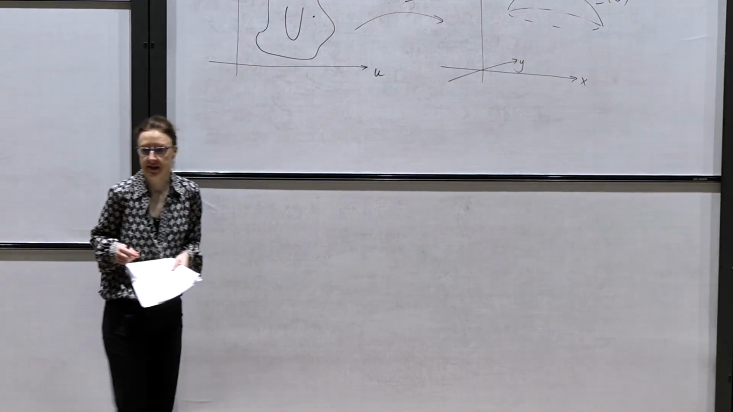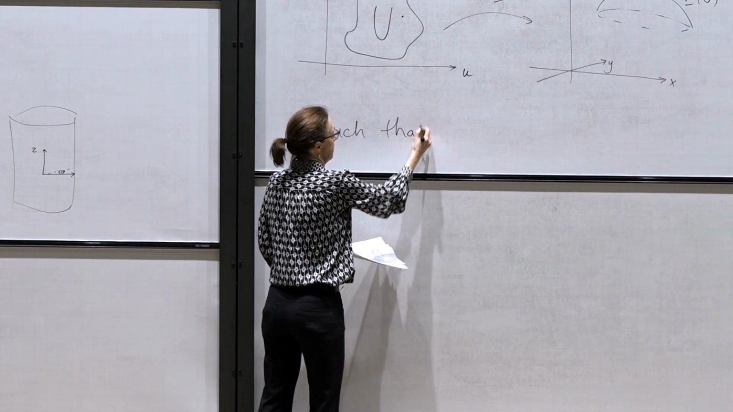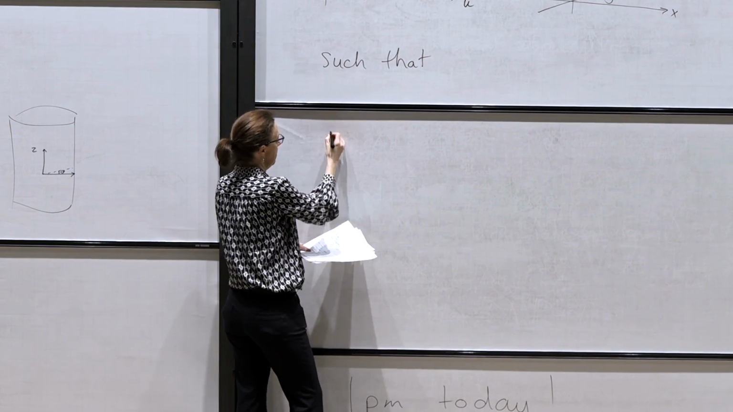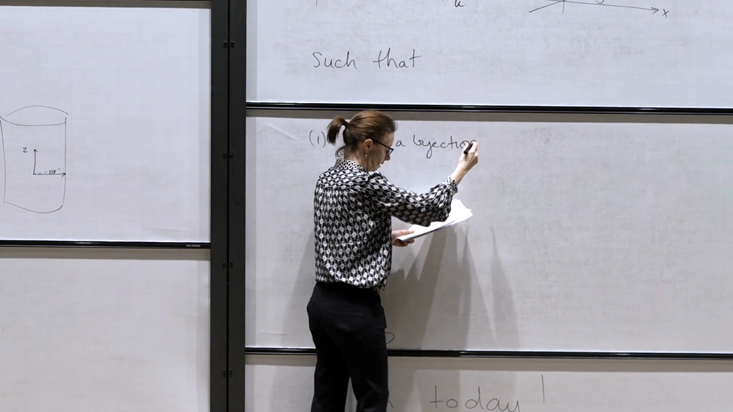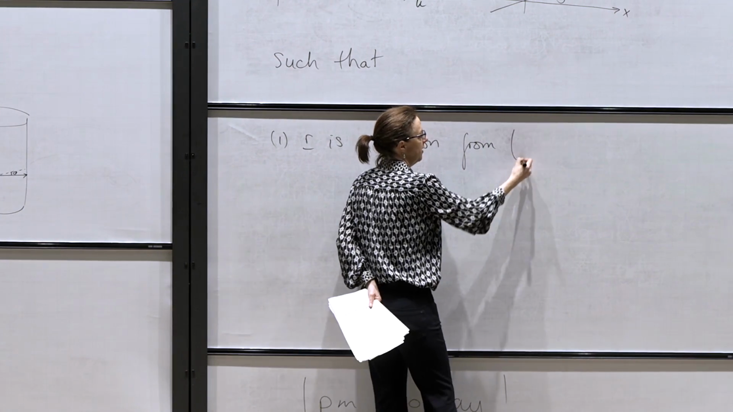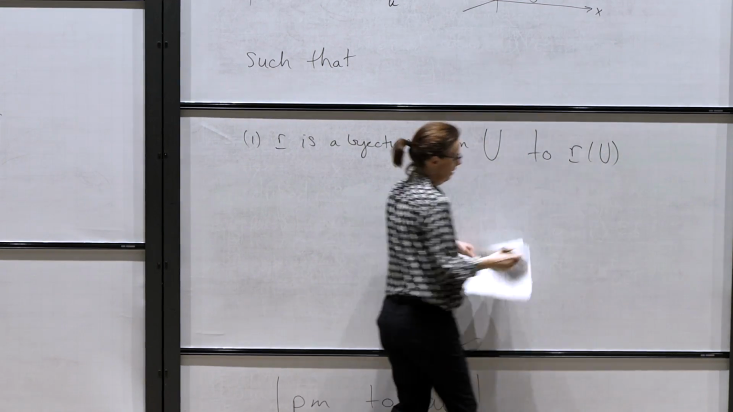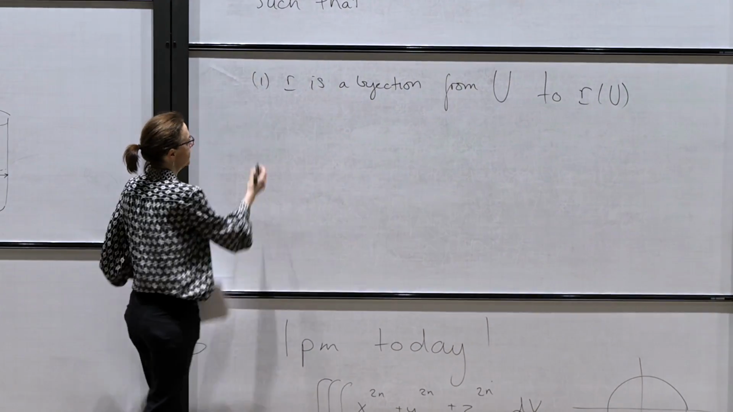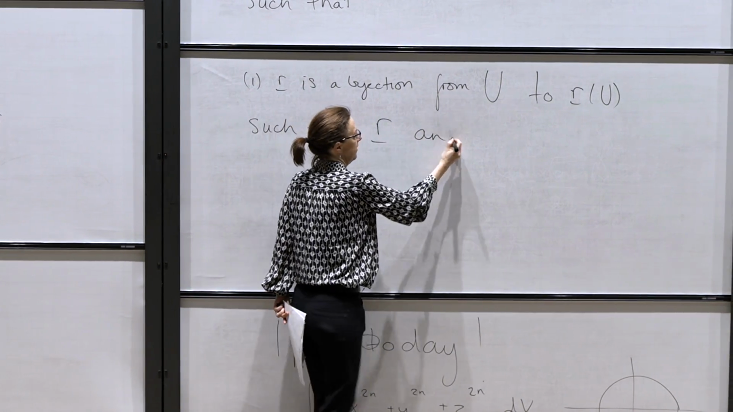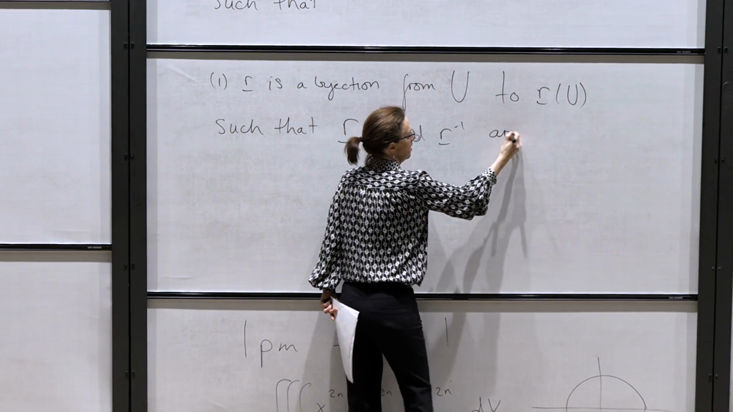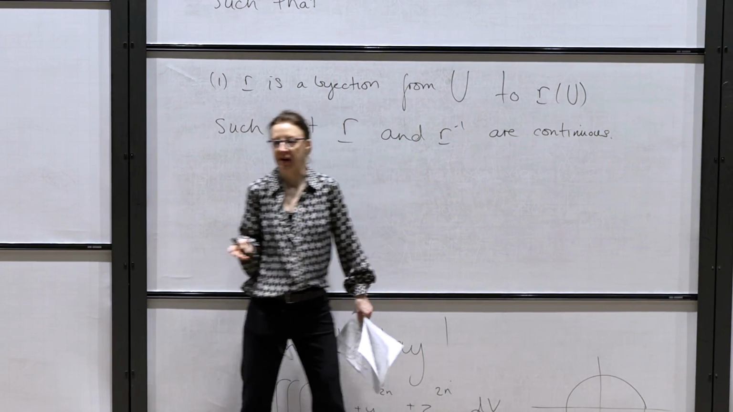Now we need to give it some properties so we can manipulate it. So the first property is that r is a bijection. So it's 1-to-1 from the open set U to the mapped set r of U, such that the map r and its inverse, r to the -1, are continuous. So that's saying the map is well defined.